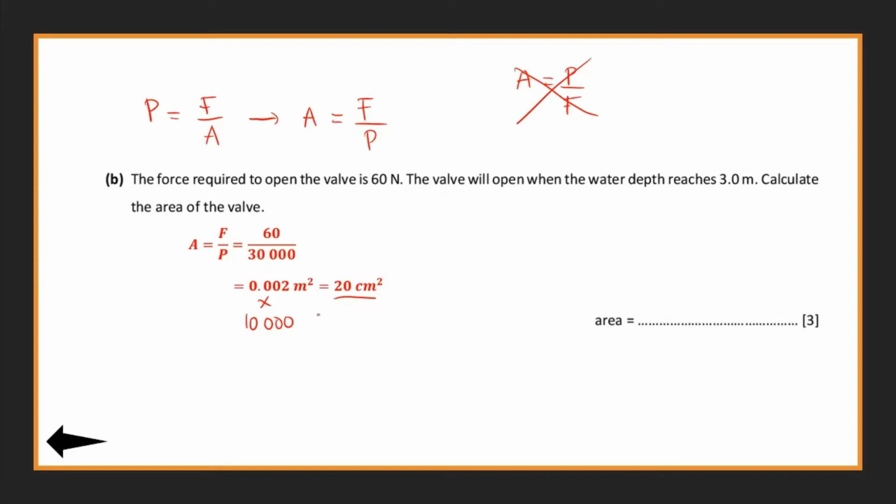So the area of the valve is 20 centimeter squared. Or you can also write down 0.002 meter squared. We move on to number 11.